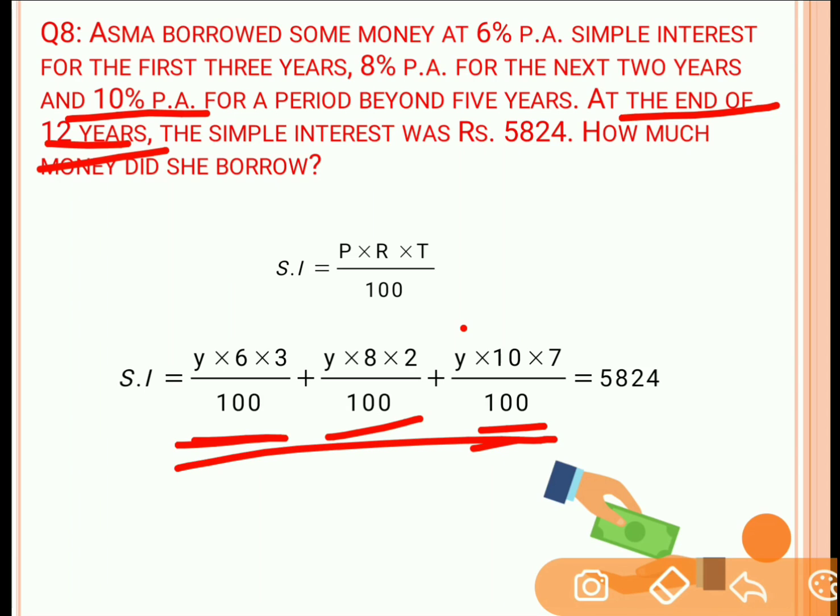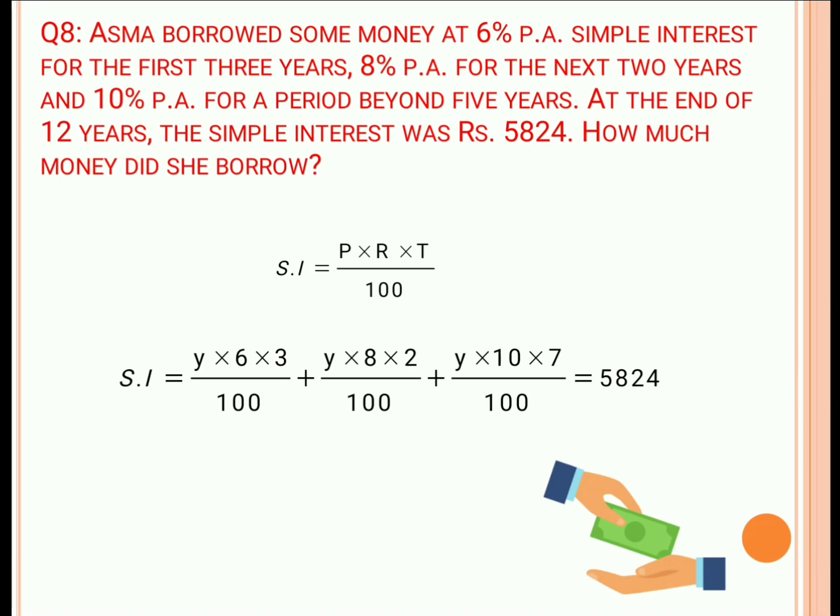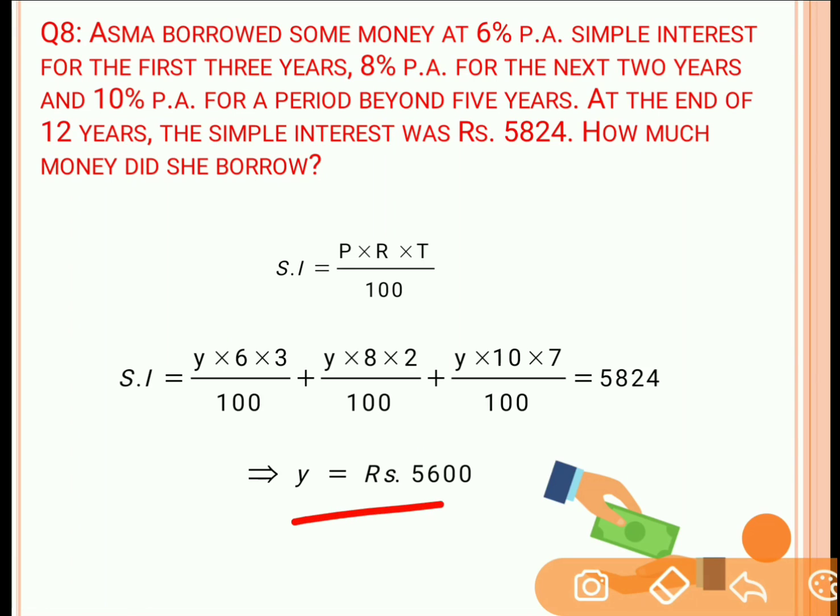Now this total simple interest is given in the question as 5,824 rupees. So from this equation we can find out the value of Y, and Y is equal to 5,600 rupees. So this is the amount which Asma borrowed at different rates of interest.